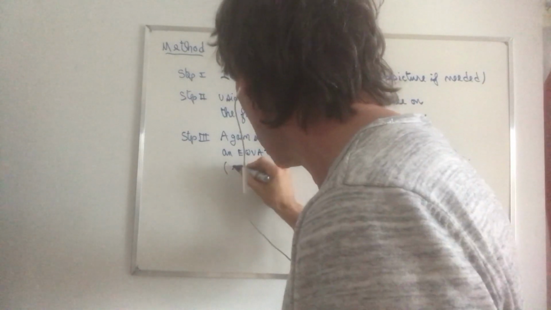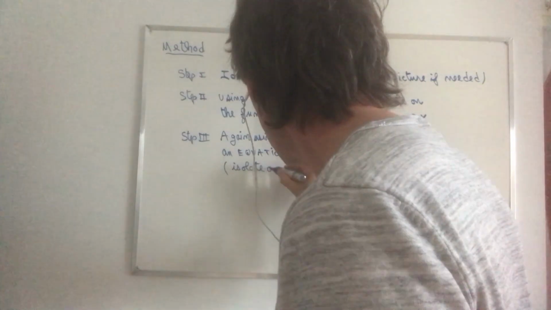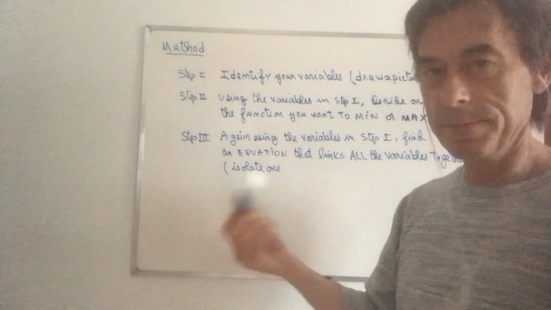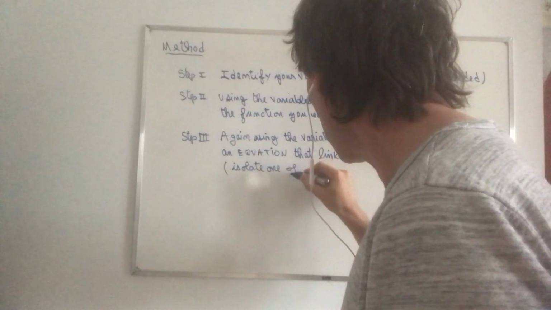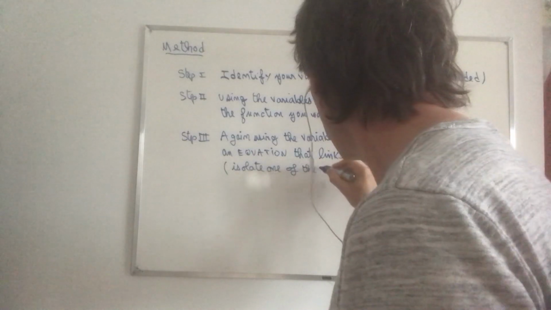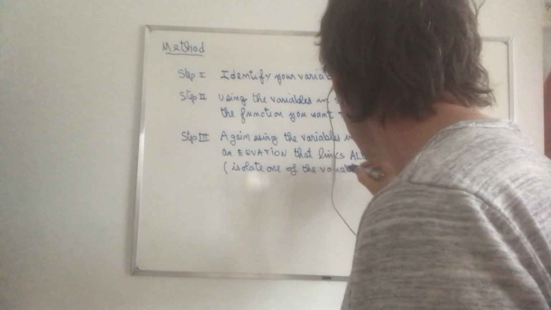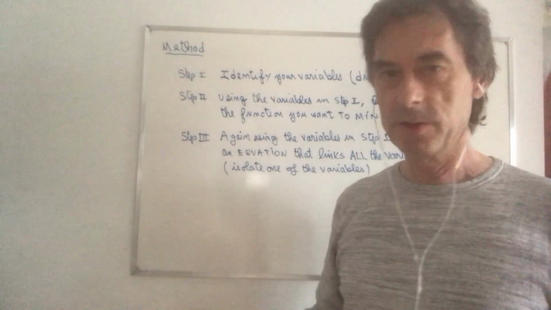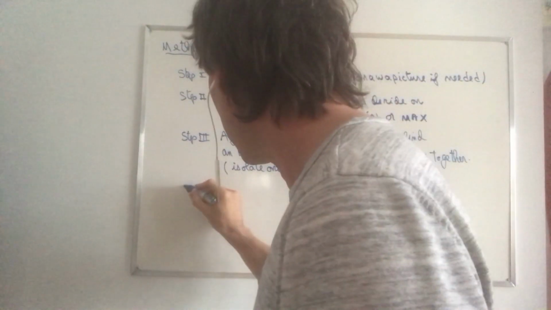Put in brackets: isolate one of the variables. It doesn't really matter which one. If you have x and y, it could be either one, but you should try to isolate one of the variables. So at the end of this step, you'll have y is equal to blah, blah, blah in terms of x, or x is equal to blah, blah, blah in terms of y. It's up to you. Okay, good.